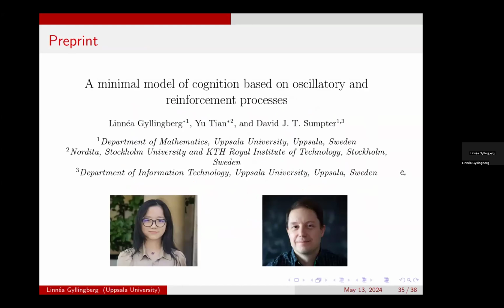And yeah, this is a preprint, which is called a minimal model of cognition based on oscillatory reinforcement processes, together with Yu Tian, who sits over there, and David Sumter at the IT department in Uppsala. And we should update the preprint because we have a new version of it. There are some grammatical errors in the current preprint. Don't read it too carefully. Read it later. We're going to fix it this week, right? Yes. So next week, read it. Everyone should read it next week. Promise me that.